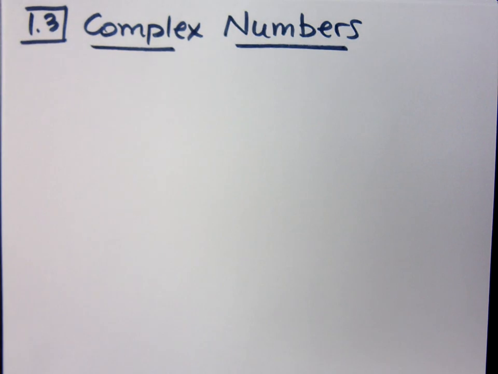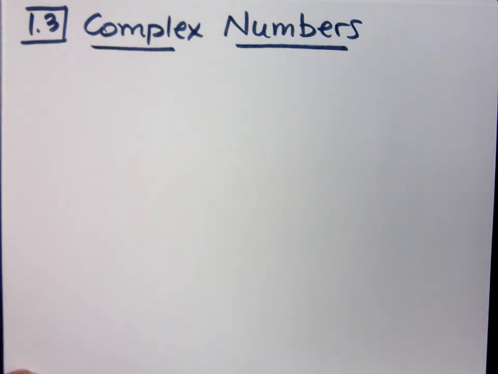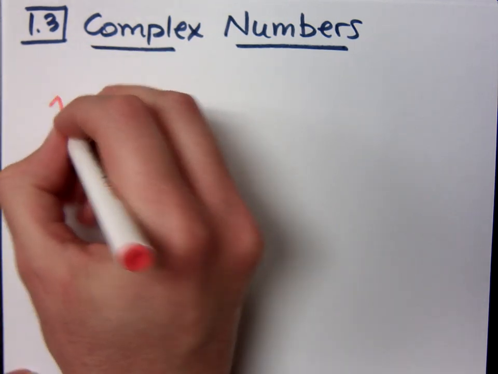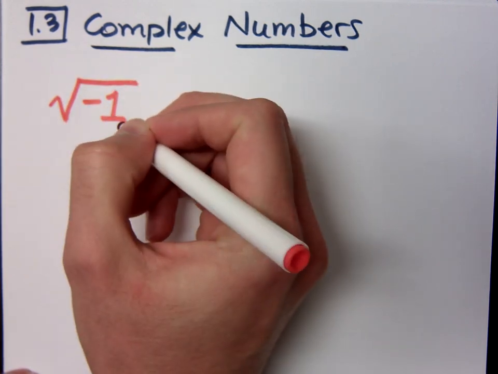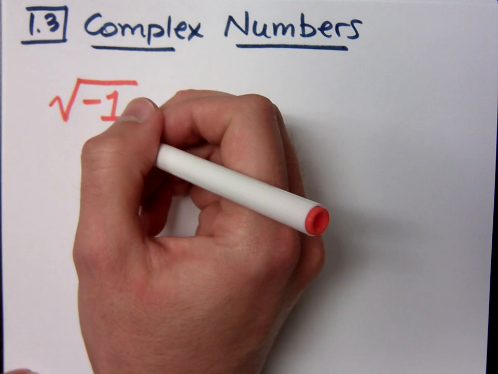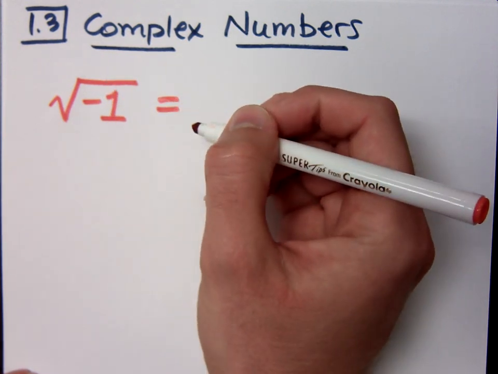This is just going to be a quick review for you guys. It's complex numbers. These are the two main things that you need to know for this section. The two big concepts: we give meaning to having negative radicands inside your square roots. So we define the square root of negative 1 to equal what?